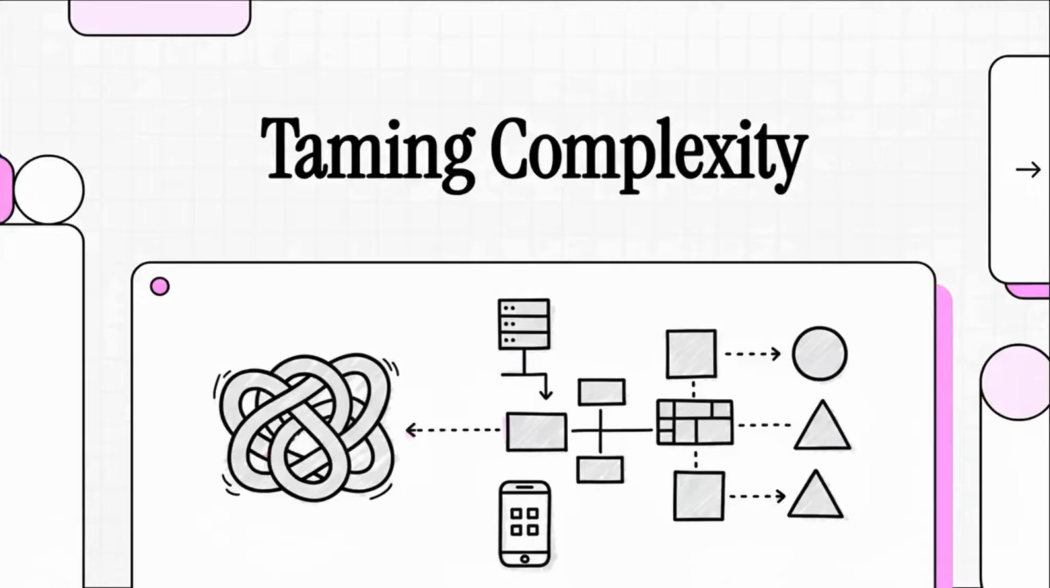What does a simple little mobile game have in common with a massive global banking system? Well, they both rely on one secret weapon to manage all that chaos. A really brilliant way of taming complexity. And today, we're going to unlock that secret.